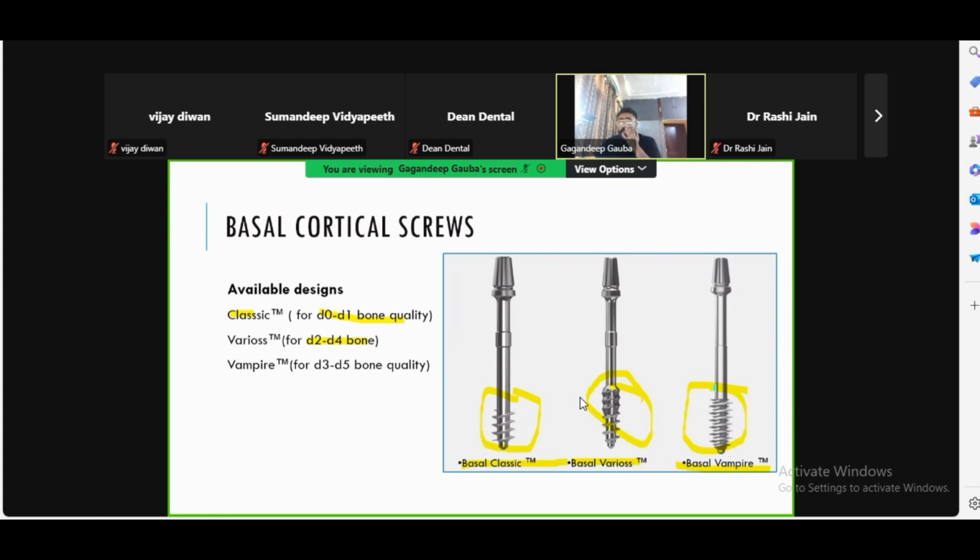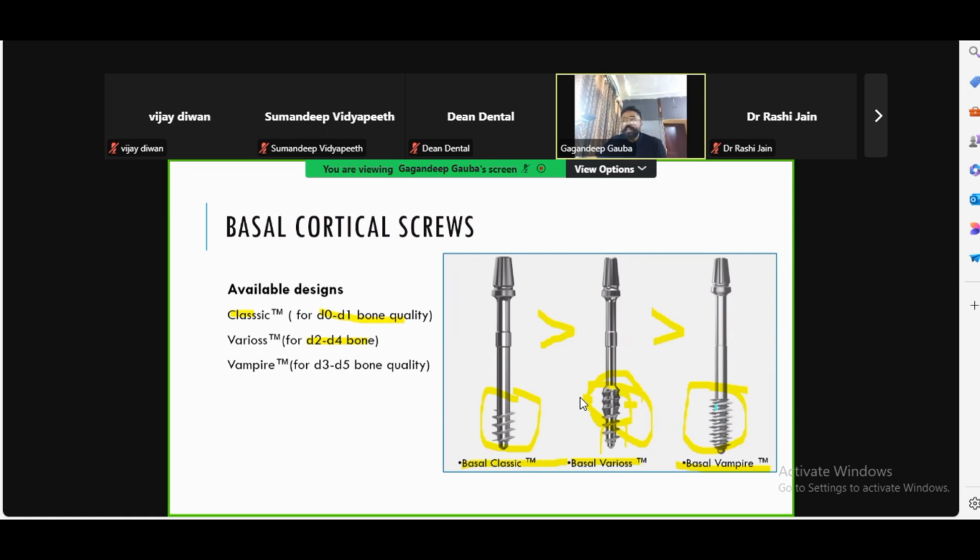Vampire implant. The thread profiles on these implants are very different, and these implants provide increasing order of anchorage as we go from this implant to this implant. As we can see in the threads, cortical threads are present in the Classic implant, and in the Varios design, there are cortical threads as well as cortico-compressive threads. In addition to cortically engaging the implant, when the bone density is very low, these provide lateral compression to the bone, which will then osseodensify the bone in this region and increase the anchorage.